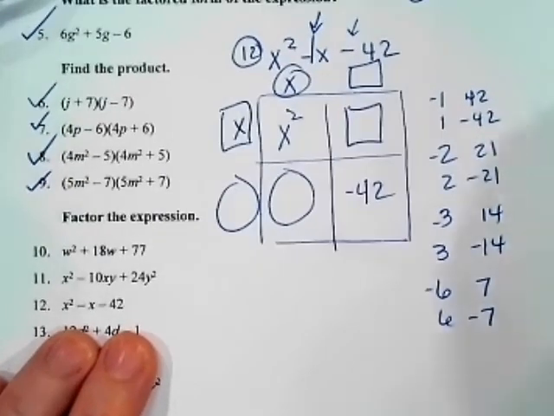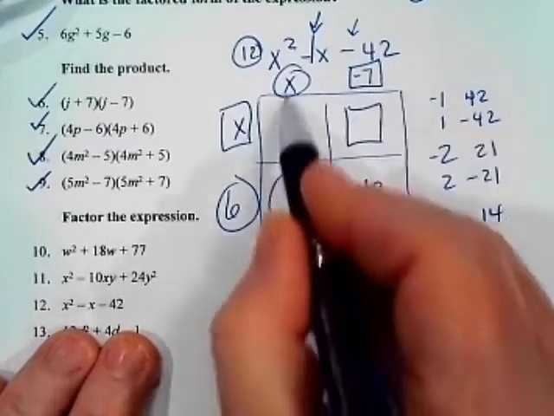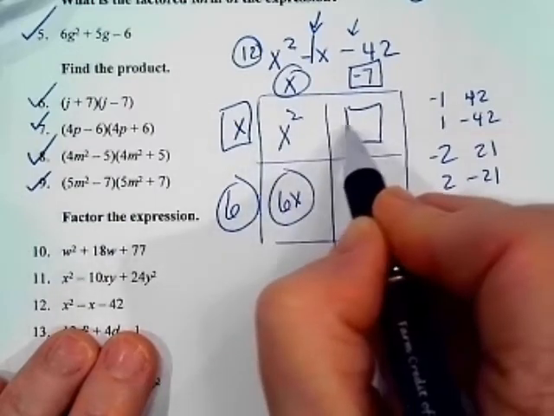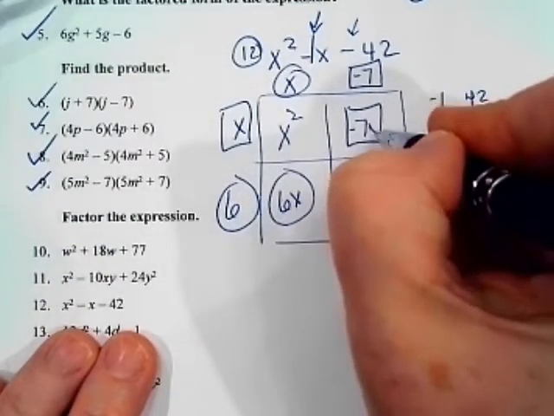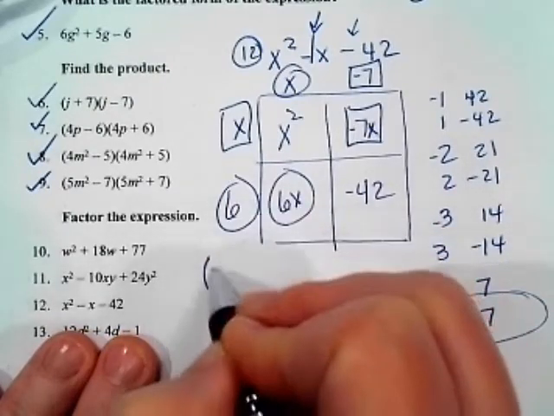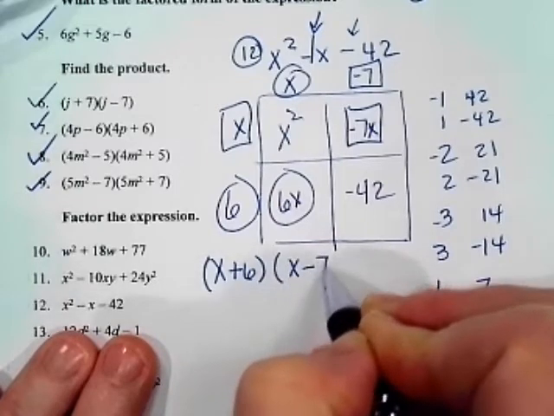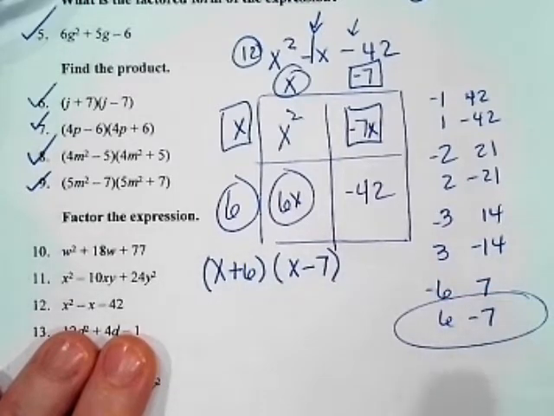So which pair of factors is going to give me a negative 1? The 6 and the negative 7. So this would be 6x minus 7x, which would give me that negative 1x in the middle. So for number 12, my answer is x plus 6 times x minus 7. So that's the answer to number 12.